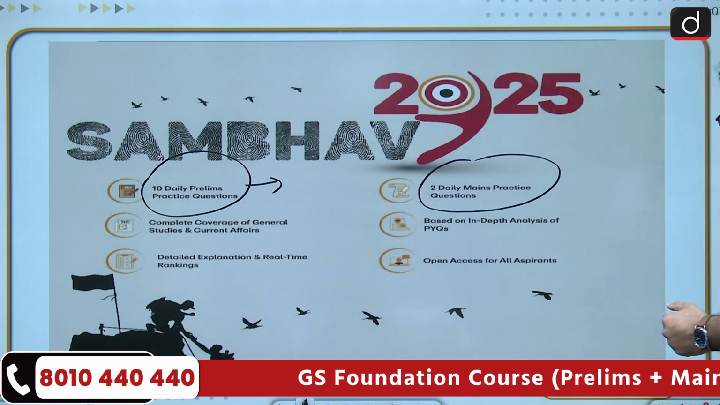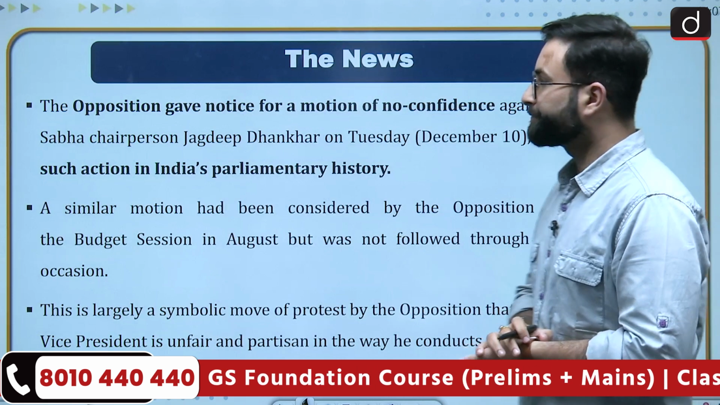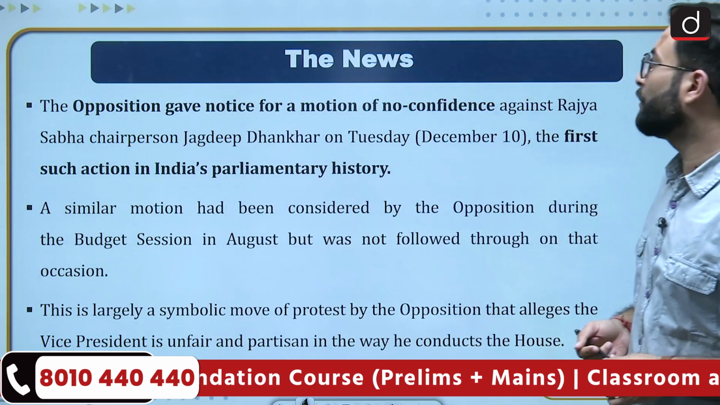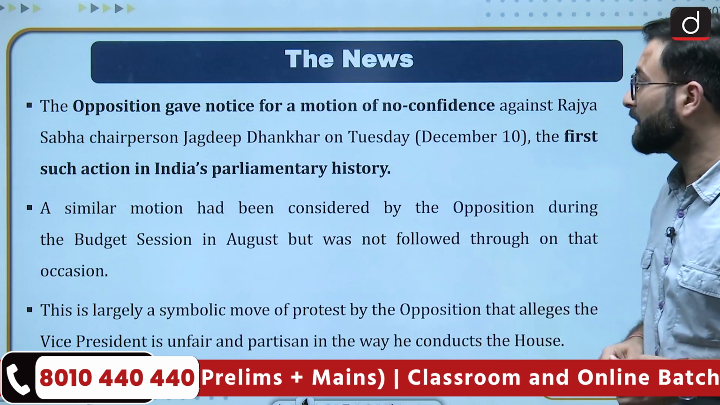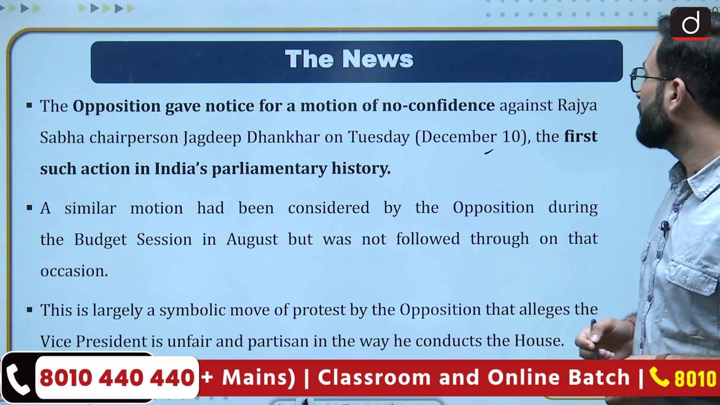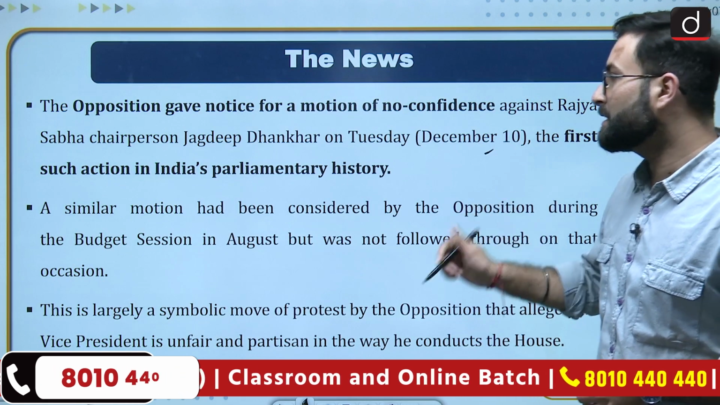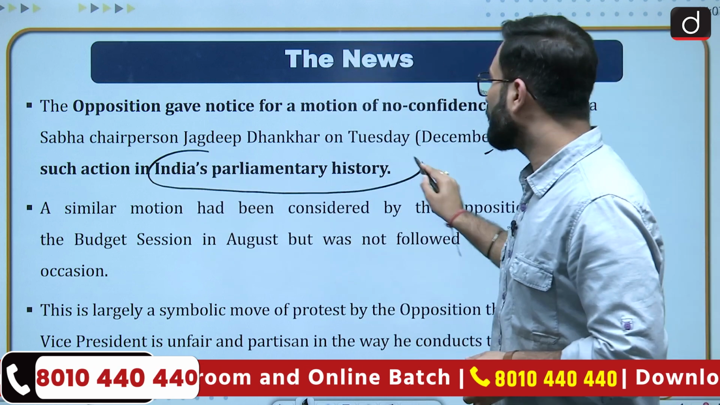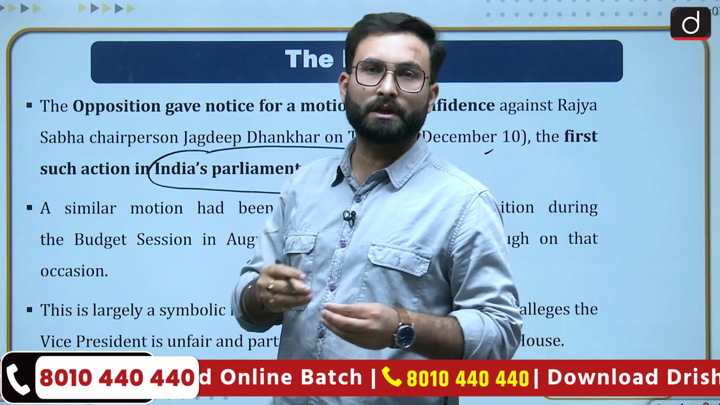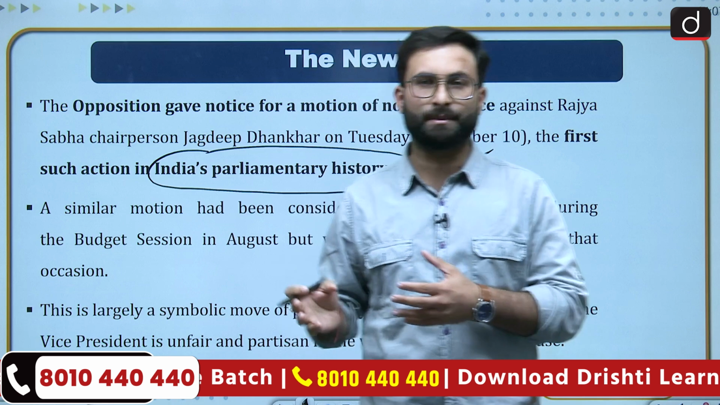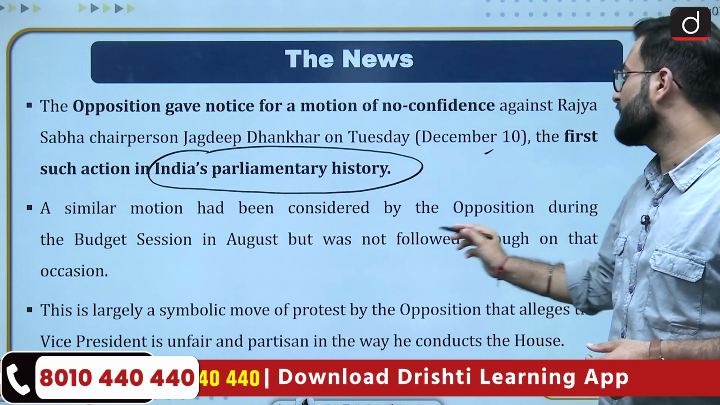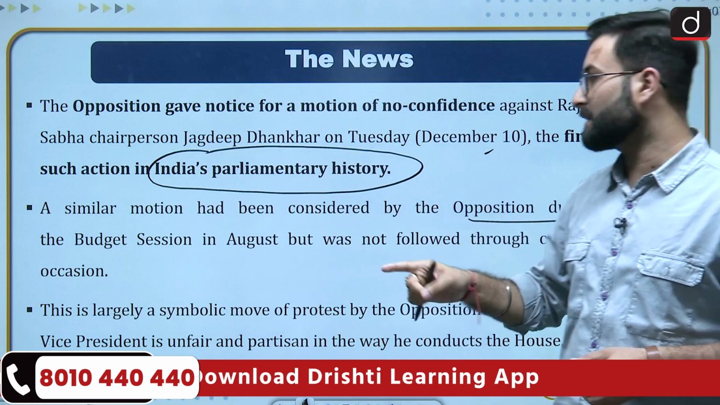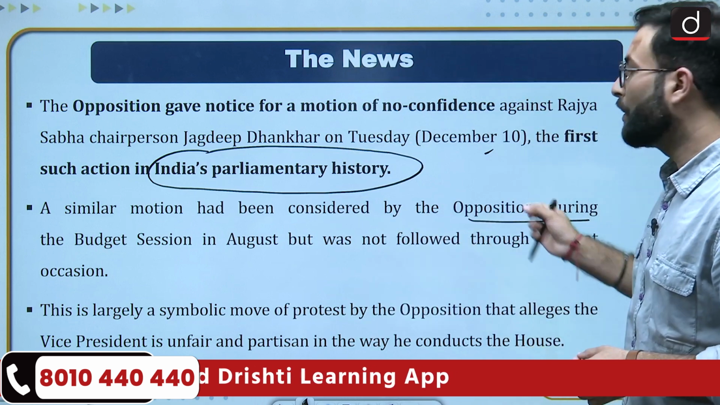Now let's move further and start with the news here. The opposition gave notice for a motion of no confidence against Rajya Sabha chairperson Jagdeep Dhankhar on Tuesday, that is December 10, the first such action in India's parliamentary history. When we are talking about the impeachment or the removal of the Vice President or the Rajya Sabha chairman, that has happened for the first time. A similar motion had been considered by the opposition during the budget session in August, but that was not followed through on that occasion.